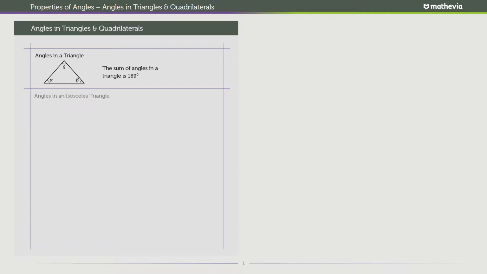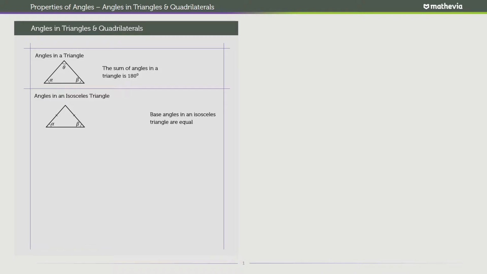Now, angles in an isosceles triangle. An isosceles triangle is a special type of triangle, okay, with two angles equal, two sides equal. Basically, what we have there, you see those two lines crossing our triangle, pretty much says those two lines are equal, and for that reason, the angles formed are equal as well. So in this case, alpha equals beta, and the base angles in an isosceles triangle are equal.